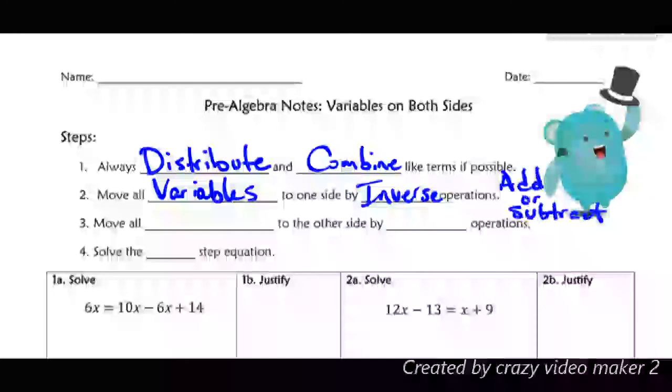The next step is actually something that you should be familiar with. Really, it's just going to be a two-step equation at that point. We're going to move all of our constants to the other side, still using inverse operations. And again, that's going to just be adding and subtracting. So by that point, we should actually just have a one-step equation, which almost always means we're just going to divide by the coefficient of the x.